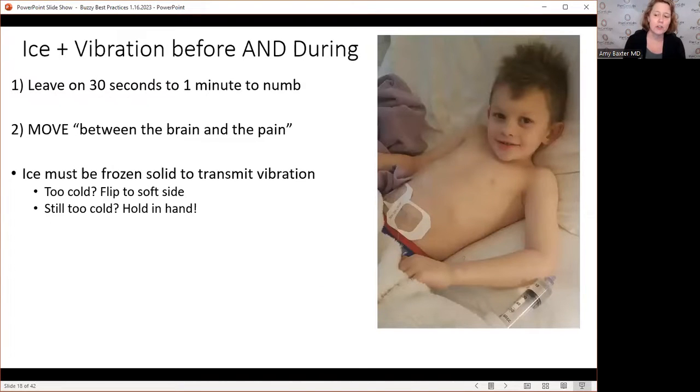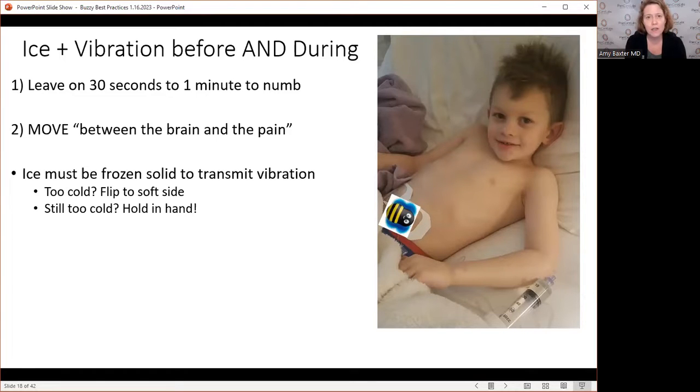For an infusion, you're going to do the same thing. And by the way, all the children and the people who are in this presentation have given permission explicitly for this to be used for educational purposes. So when you're moving between the brain and the pain, it's going to go right where you're numbing, right where you want to put the infusion needle.